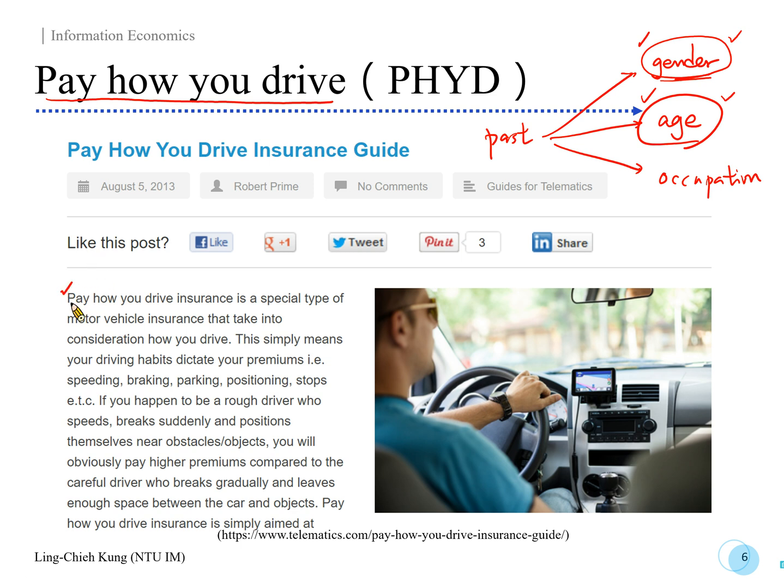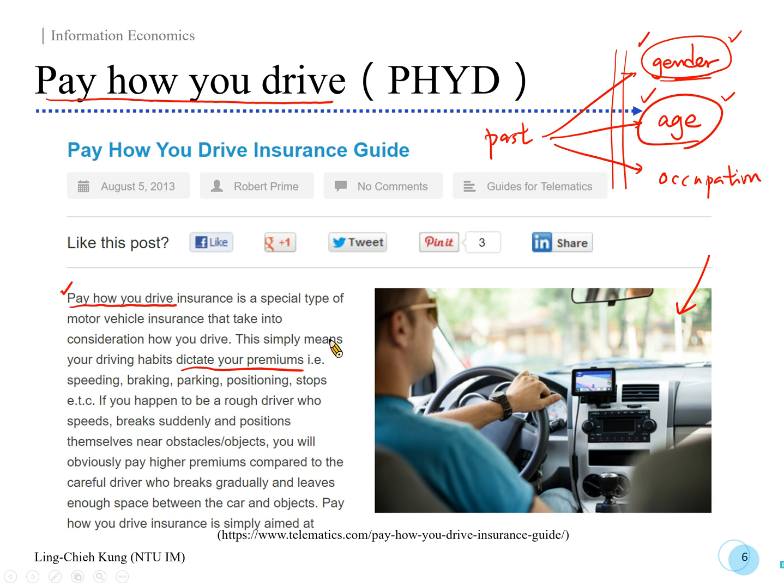So pay how you drive says that, well, forget about this label. If you permit, we're going to give you a device installed into your car so that we're going to look at your driving habits. The sensor is going to check whether you speed, whether you brake, whether you park easily, whether you maintain good position, how you stop, and so on. And all your behaviors would be put into a formula or into a machine learning algorithm to dictate your premiums.